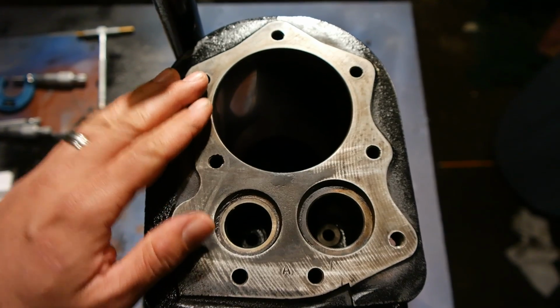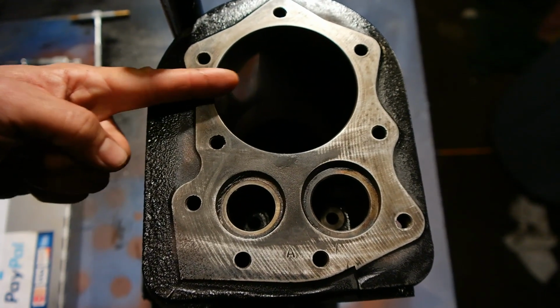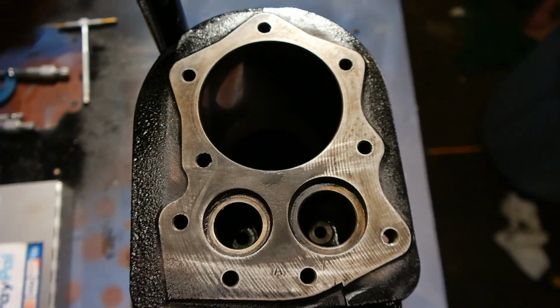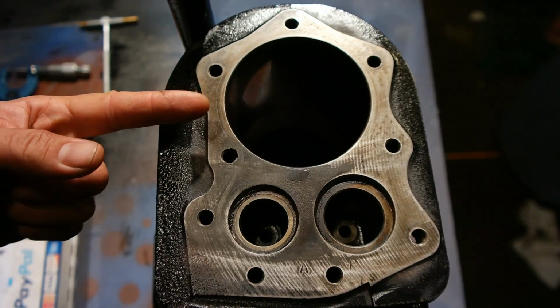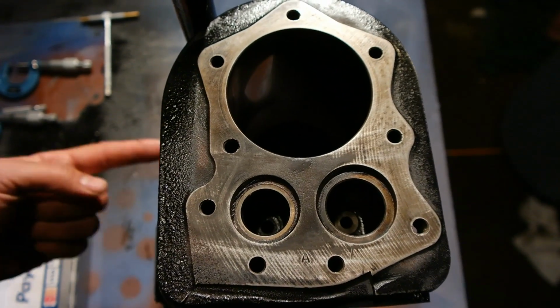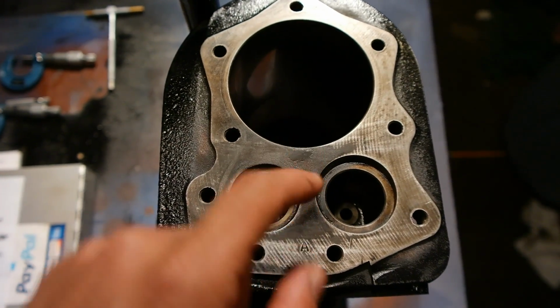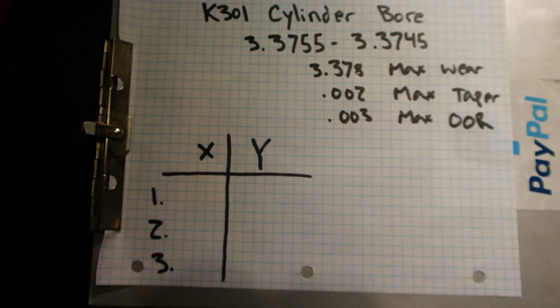Imagine this cylinder bore is broken up into an X and Y. X running in this direction, Y running in this direction. We're going to take 3 measurements in the X direction at 3 different depths of the cylinder. And then we're going to take 3 measurements in the Y at 3 different depths. This is what it looks like on this chart that I put together for us today.